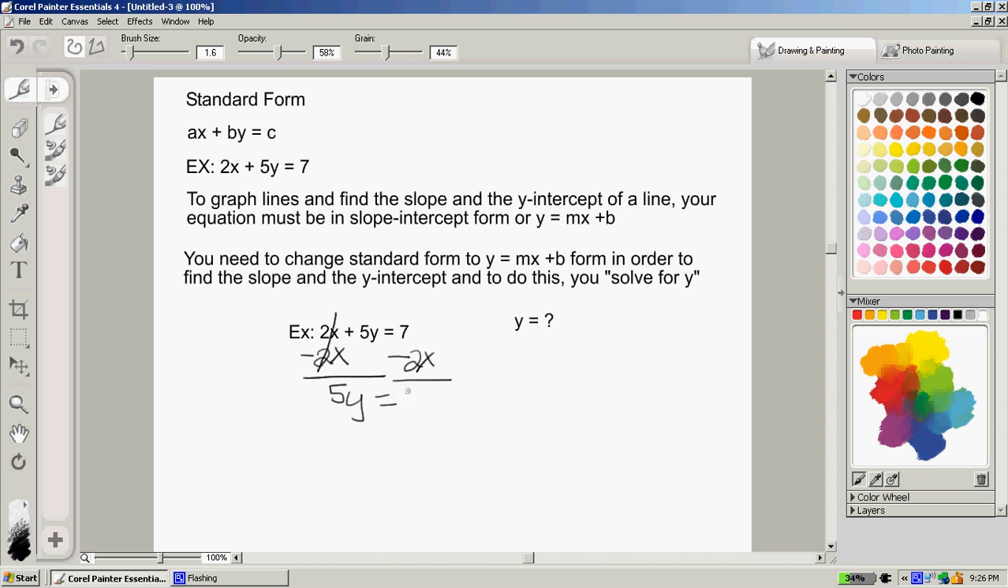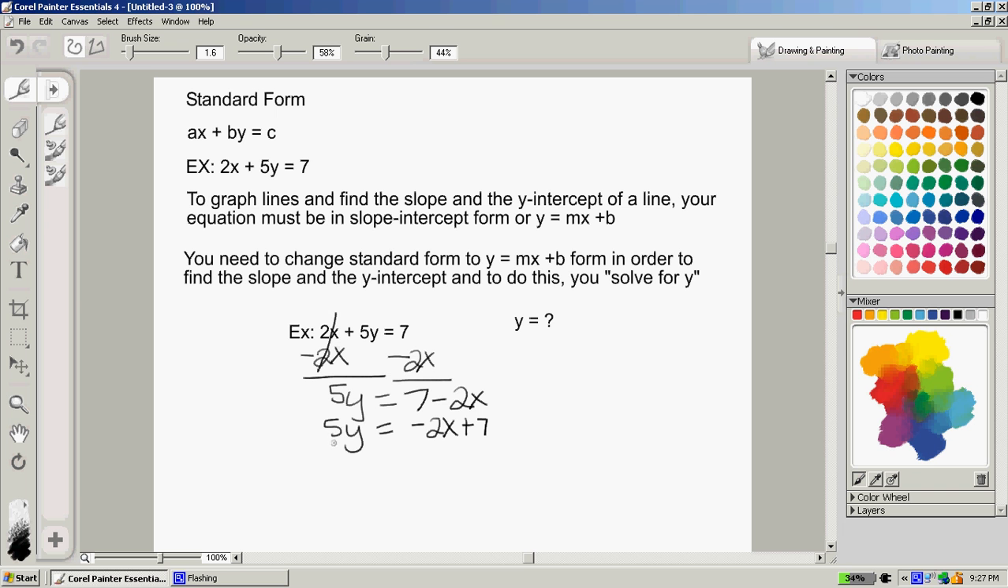and this is equal to, and since 7 and 2x are two different types of terms, you can't combine them, so it just becomes 7 minus 2x. Or you can write it like this: 5y equals, and I'm just going to switch the order of the 2x and the 7, so negative 2x plus 7.